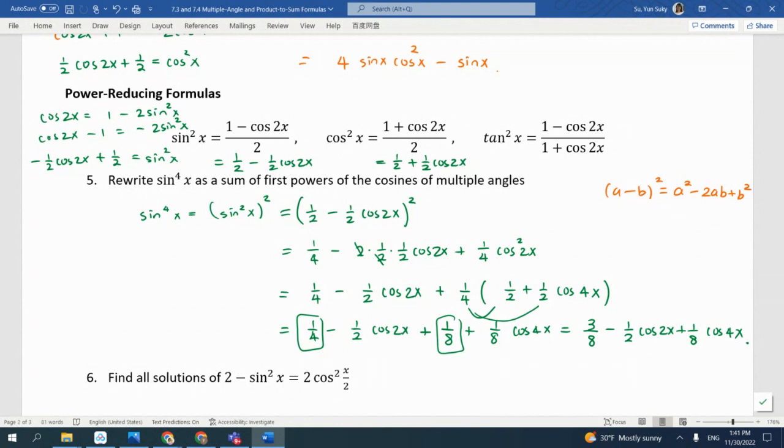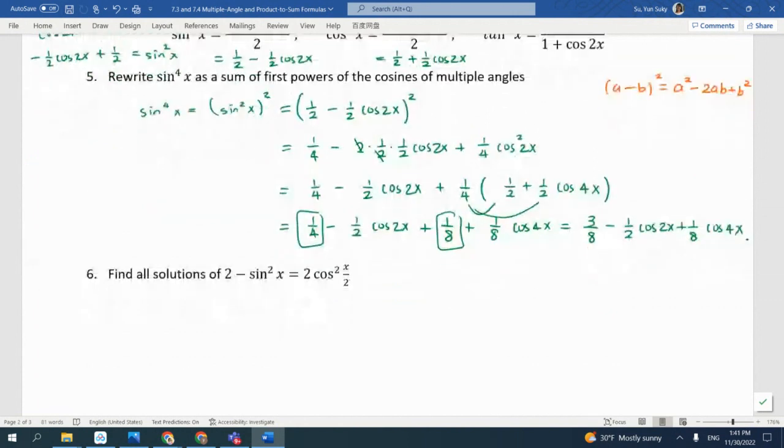Okay. How many of you need to take calculus 2 in the future? Okay, I'm going to use this later. Yes. Okay.